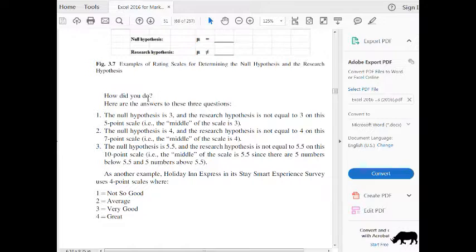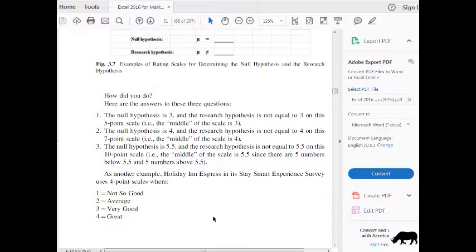How did you do? Here are the answers to these 3 questions. Number 1, the null hypothesis is 3 and the research hypothesis is not equal to 3 on this 5-point scale. It is the middle of the scale. Number 2, the null hypothesis is 4 and the research hypothesis is not equal to 4 on this 7-point scale. It is the middle of the scale. Number 3, the null hypothesis is 5.5 and the research hypothesis is not equal to 5.5 on this 10-point scale. It is the middle of the scale, since there are 5 numbers below 5.5 and 5 numbers above 5.5.